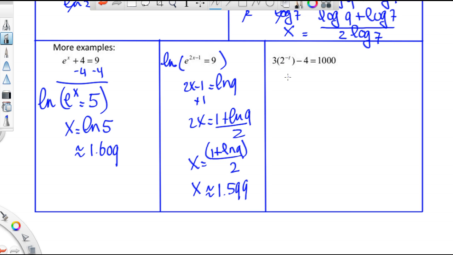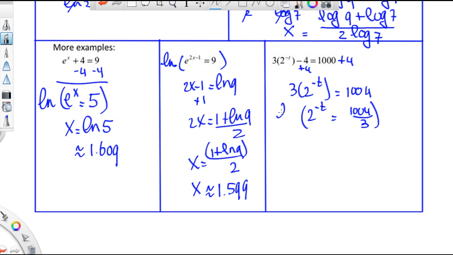Well, first you still isolate. So we're going to do plus 4. Not dividing by 4. We're supposed to do plus 4. So then I get 3 times 2 to the negative t is equal to 1004. Then divide by 3 to isolate the exponential expression completely. And then you need to match this base with this base.